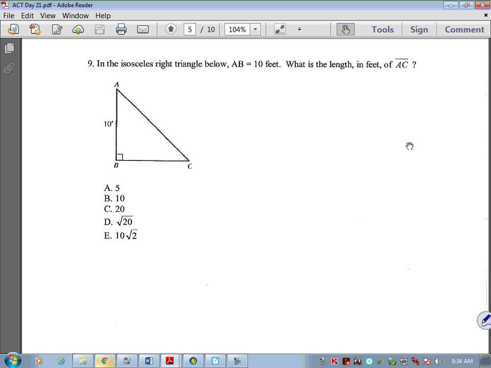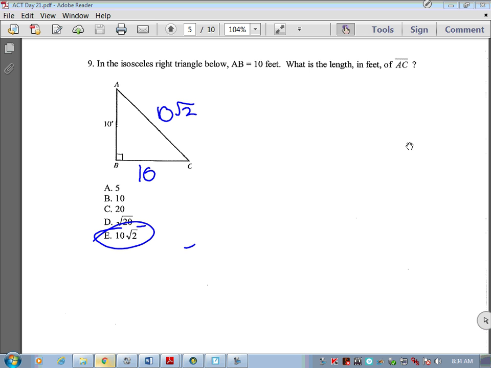Let's see. 9. In the isosceles right triangle below, AB is 10 feet. What is the length? If they tell me that it's isosceles, then I know that it's right. So I know it's 45, 45, 90. So I know that this side is also 10. What is the length of AC, which is the hypotenuse? 10 radical 2, right? Once you know how those ratios work, you can fly through a lot of these questions.